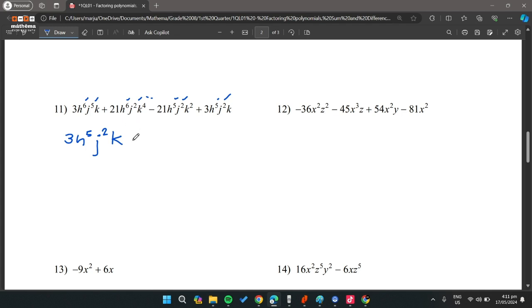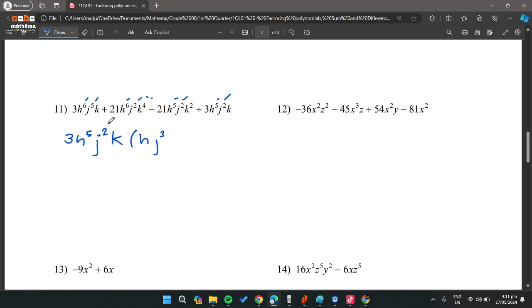And then we'll start factoring. Alright, so we'll start factoring. So this 3 will be cancelled out. We have 6 and then 5, so we will get h only. And then j, we have 5 and then 2, so that is j cube.